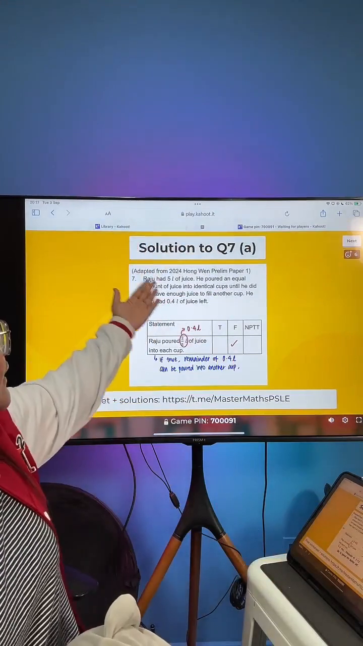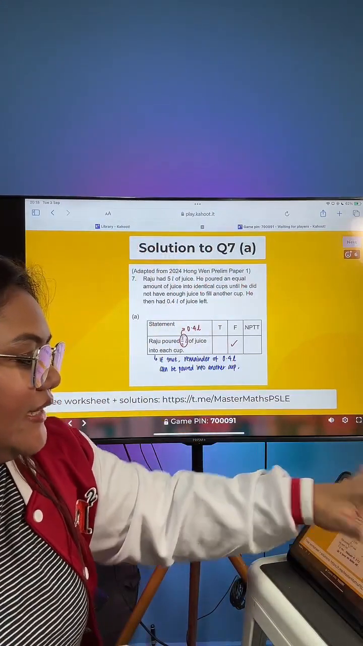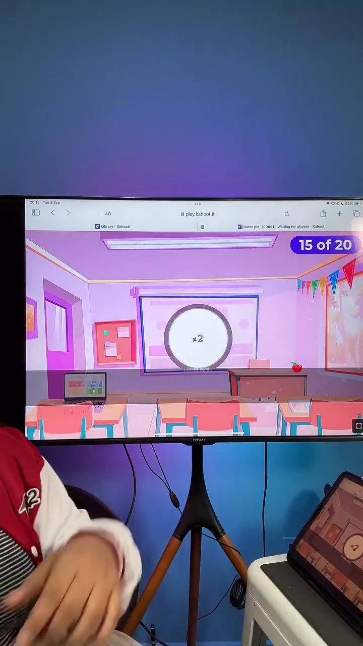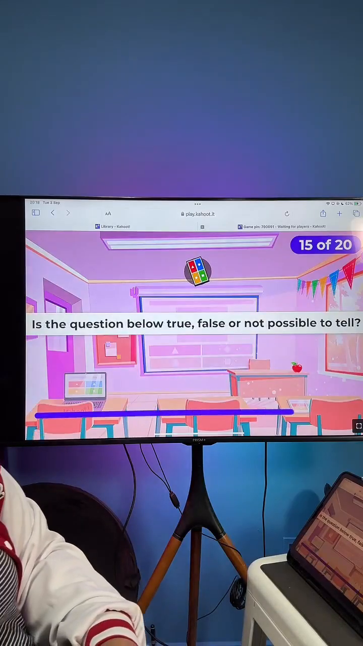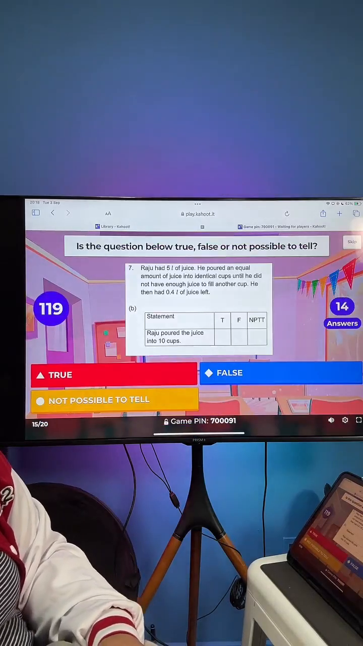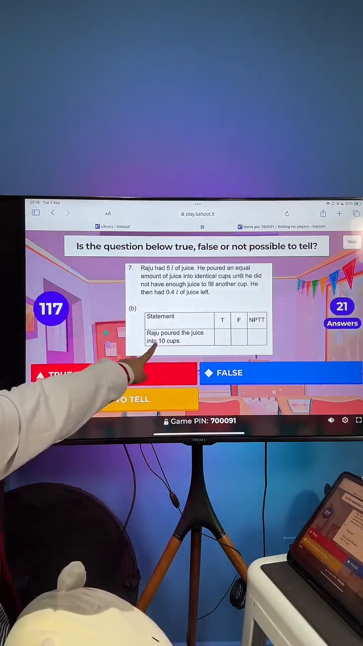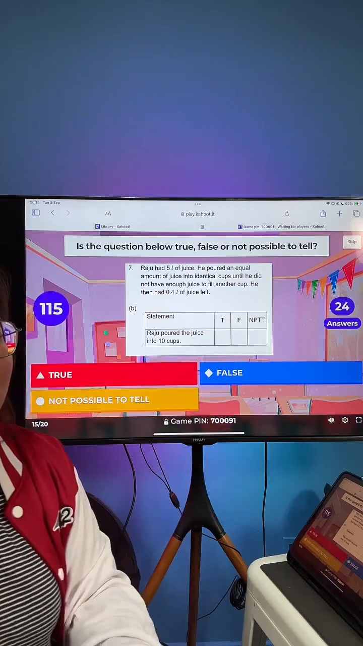Same question, same context. Let's take a look at another question, part B. Same context here. True, false, not possible to tell as well. This time round, the question is, I have 10 cups, correct or wrong?